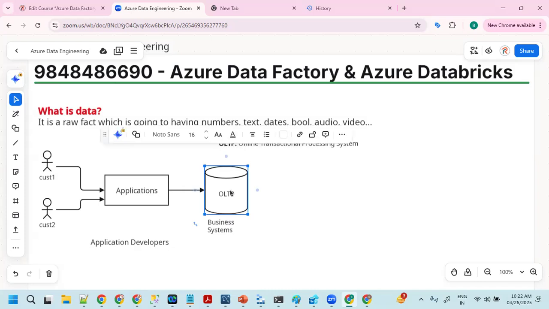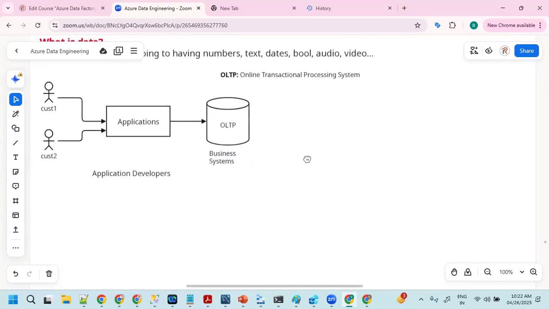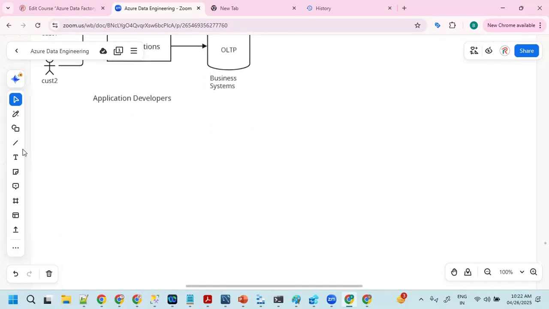Now let's say I have data here. In traditional systems, how exactly this happens is through ETL processing. So you need to know about ETL processing.